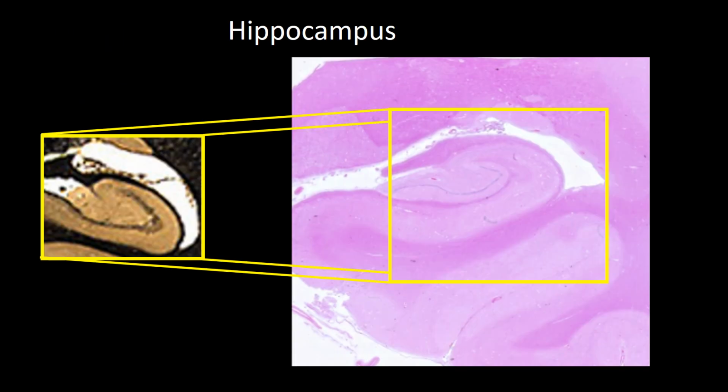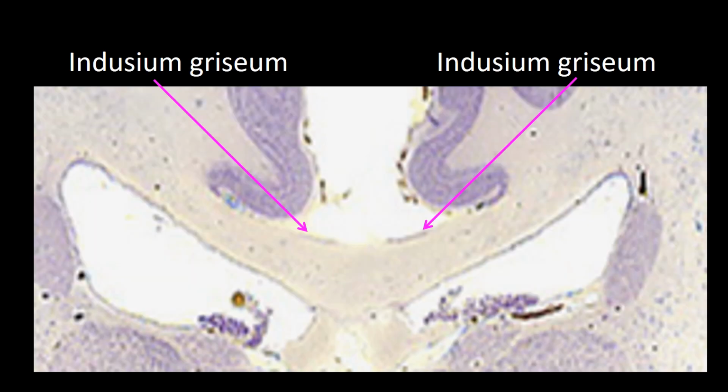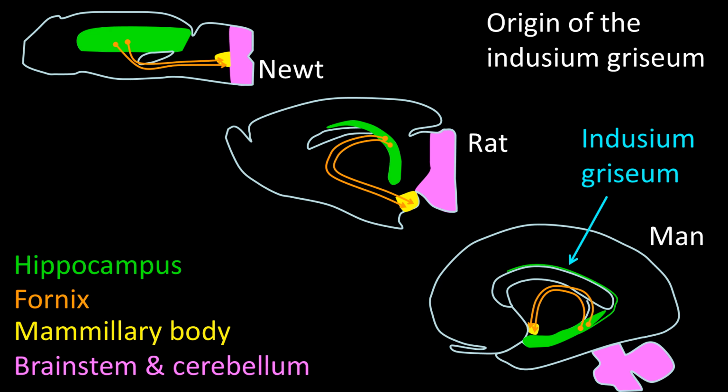Despite difference in size and different stain, the structure labeled A can be easily recognized as the hippocampus. The next structure is perhaps less familiar to you, and I will spend a few minutes explaining it. This drawing depicts the origin of the indusium griseum.